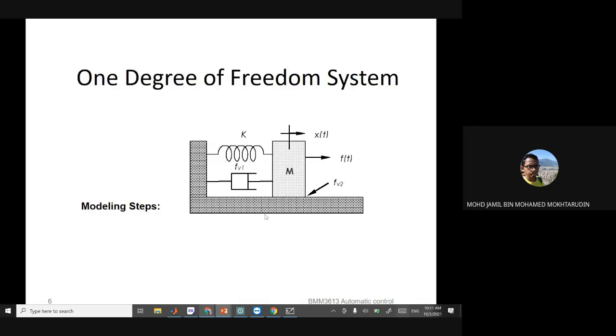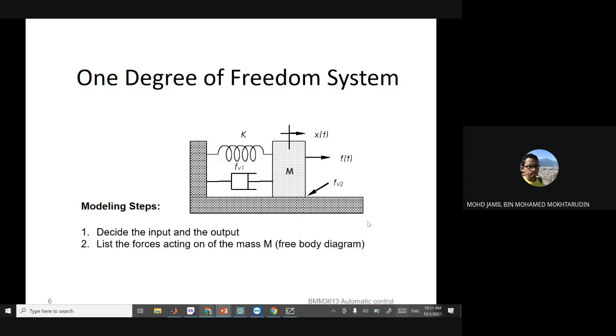So before we can model the system, generally there are 4 modeling steps. The first step is you need to decide on the input and the output of the system. Here in this system, the output that we want is the position X, and the input for this system is the force. Because we apply the force, we give the force to the system, which acts as the input. And then the output, or the result, is the position of the box.